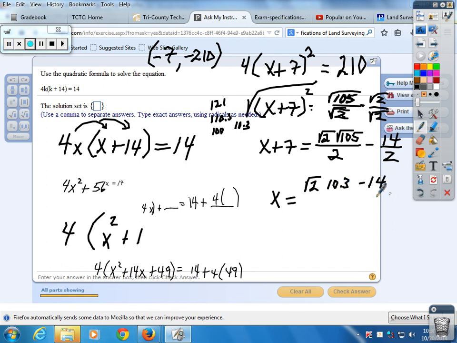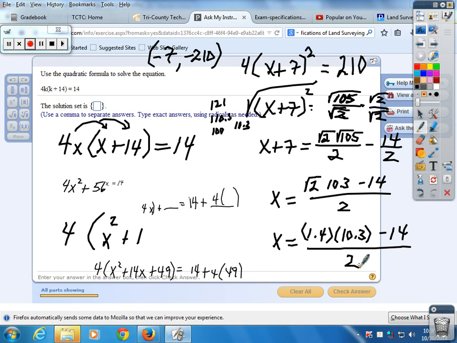That'd be 10.3 minus 14 over 2. I'm trying to find the x-intercepts. I could care less about the radicals. X is equal to 1.4 times 10.3 minus 14 over 2. And that's going to be a positive and a negative because of the radicals. So, let's see. 1.4, 10 times 1 is 10. And then 0.4, that'd be what, 11.2? Somebody check me.